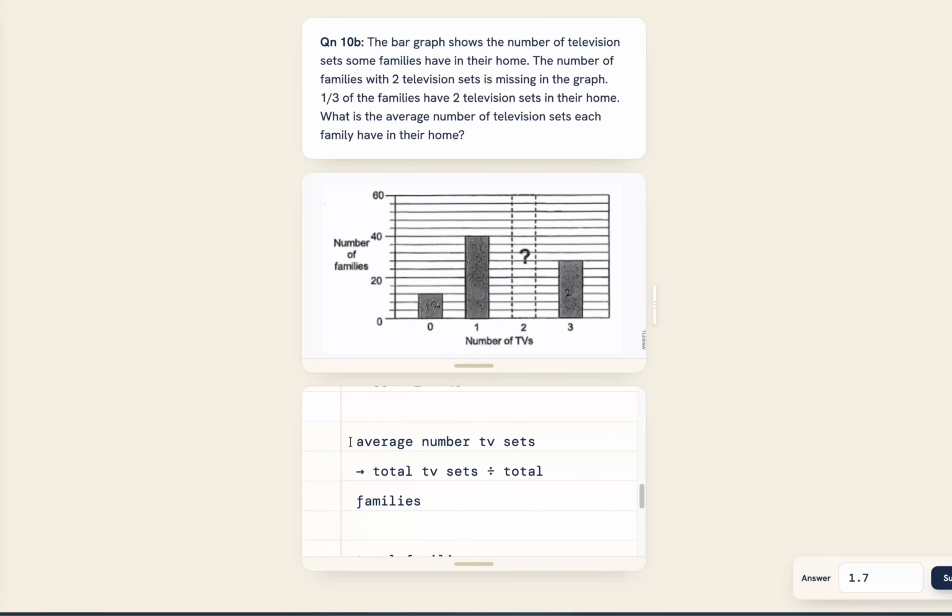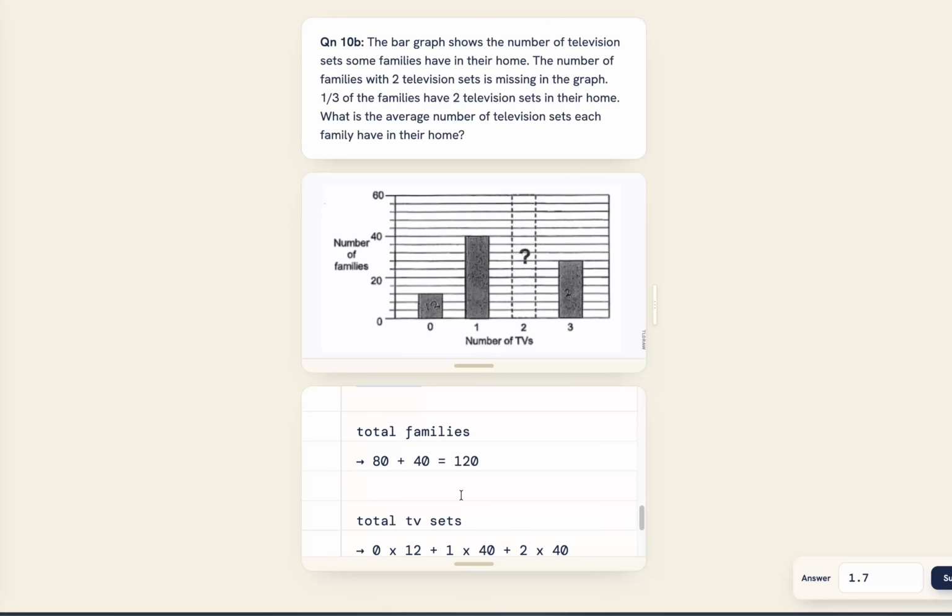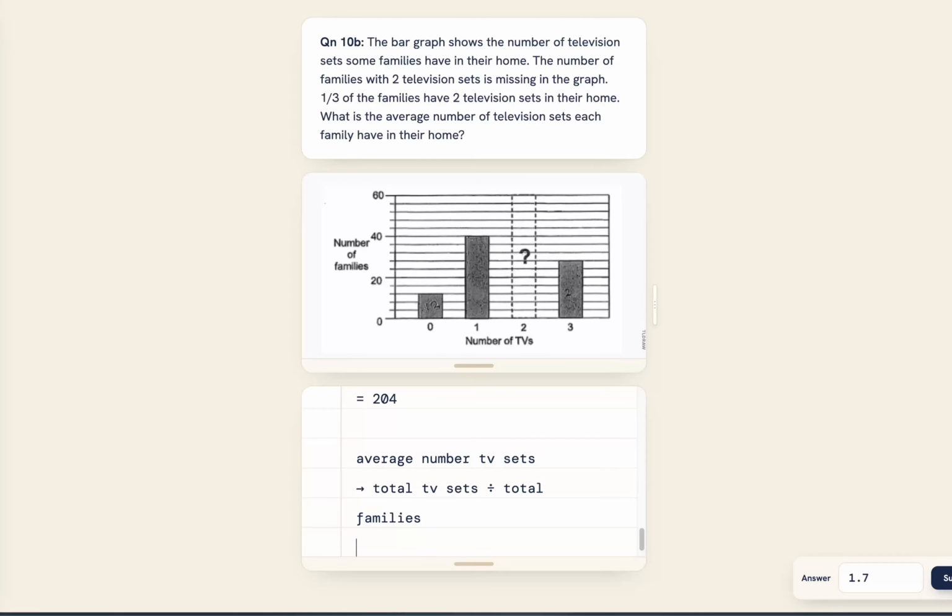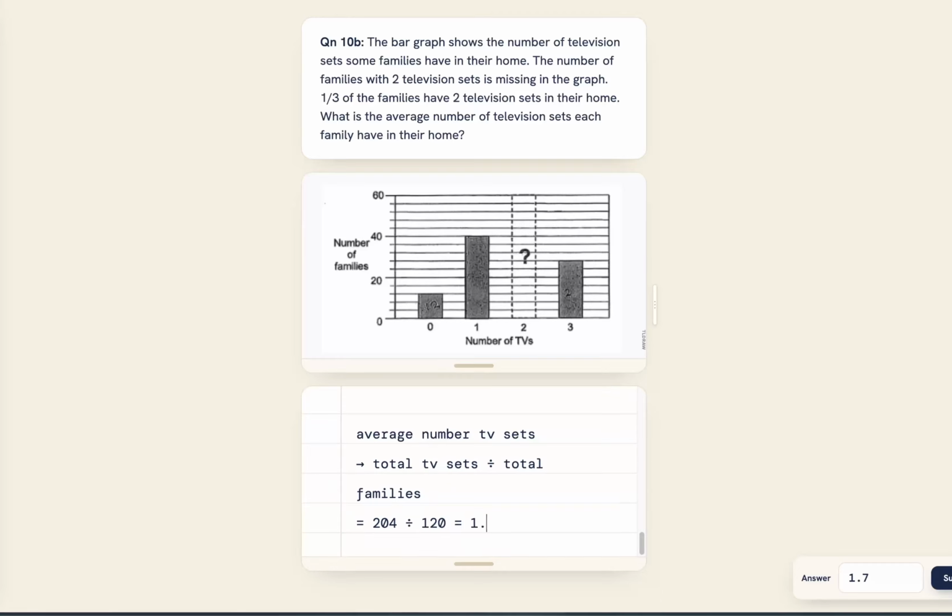So now we know the total TV sets and the total families. Then we have the average, which is 204 divided by total families, 120. And this will be equal to 1.7. So that's the average number of TV sets.